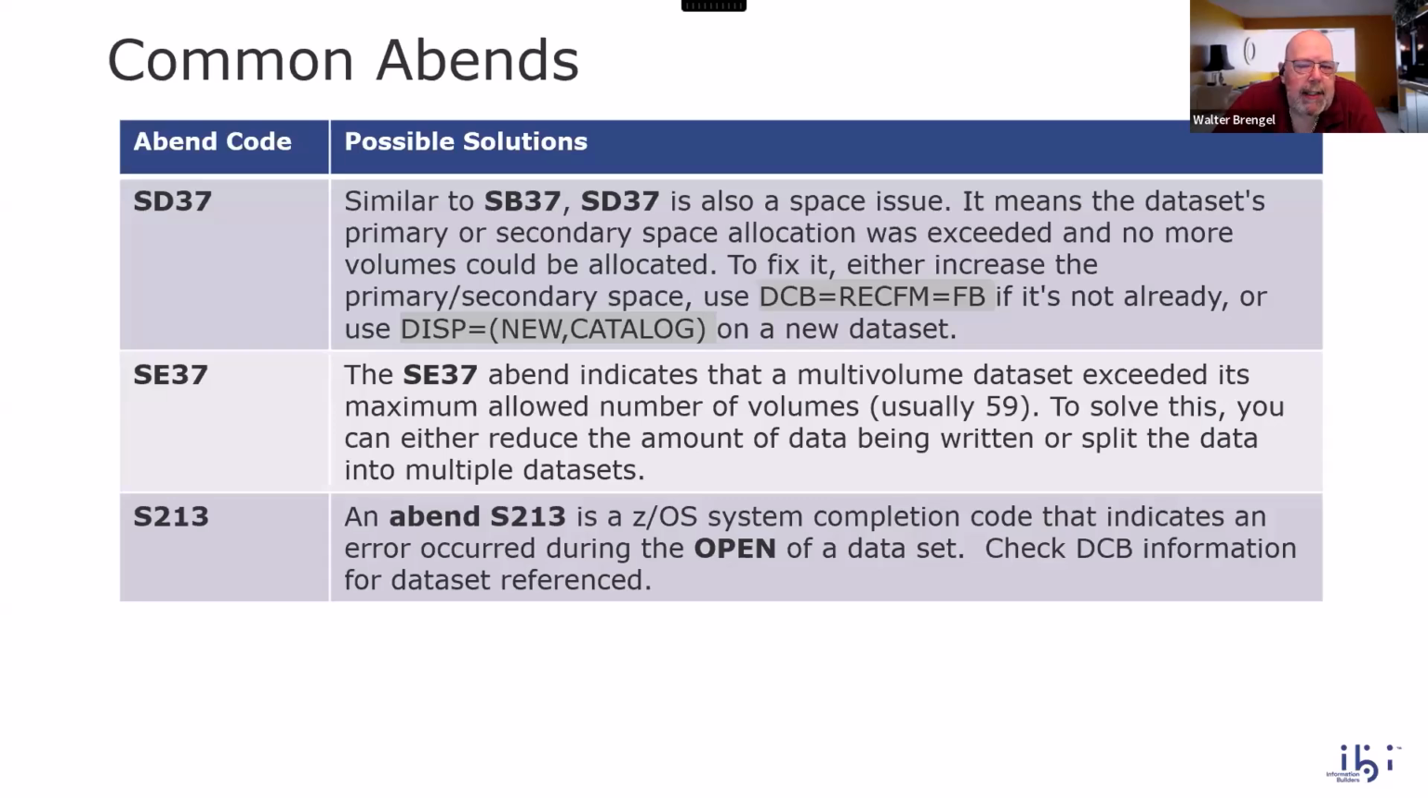213 I put in because I've seen that a lot. A 213 has to do with your data set. So the most common case of a 213 that I've seen is a conflict with the DCB information. Your file has your DCB information, a fixed block, an LRECL, but when you're trying to read it, you're trying to read it with a different LRECL, or as a different record format. In that case, you could get a 213. So you just need to make sure that your DCB information matches what the physical data set shows.